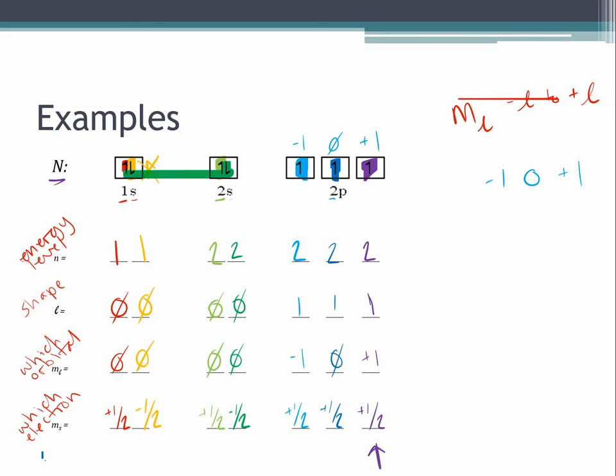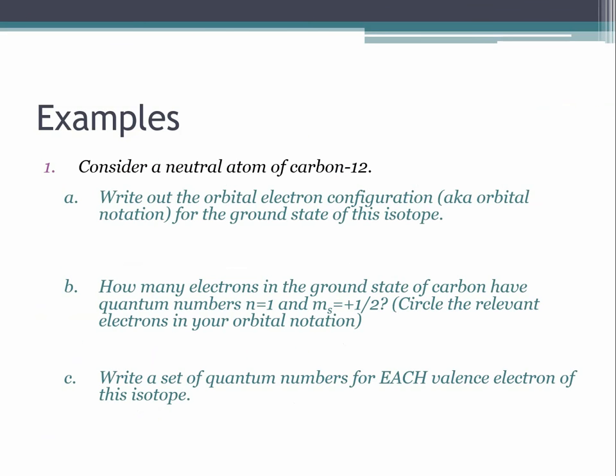So let's look at our next one here. Our next example says, consider a neutral atom of carbon-12. Question A says, write out the orbital electron configuration, also known as orbital notation, for the ground state of this isotope. Well, let's go ahead and do that first. Remember, carbon, even carbon-12, this is just specifying the mass. Any atom of carbon ever has 6 protons, because it's atomic number 6. And since we haven't learned anything different yet, that's also going to have 6 electrons.